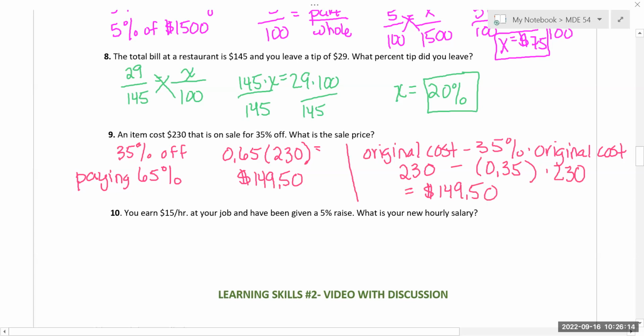which is also $149.50. And then you get a 5% raise. So if you're making 15 an hour, you add that 5% times 15 to get your raise. So you end up making $15.75 an hour.